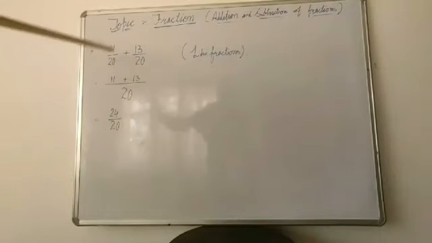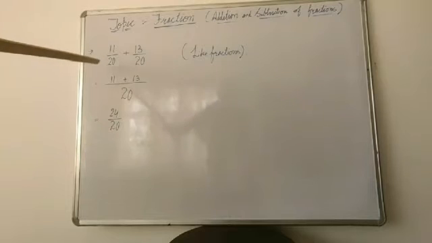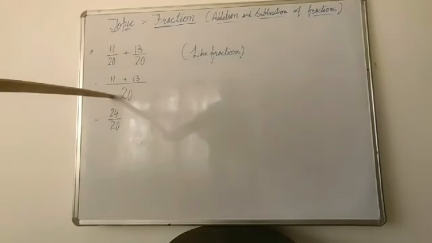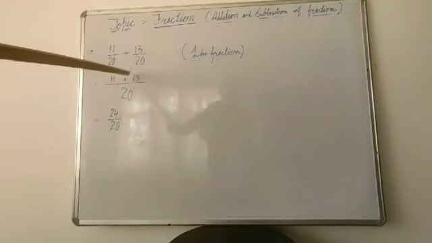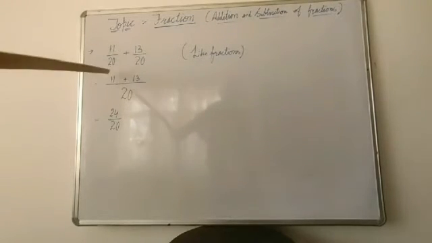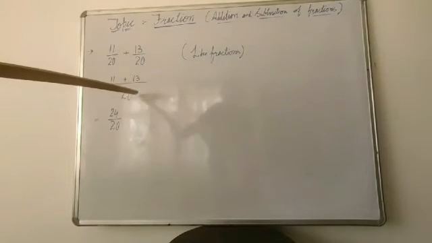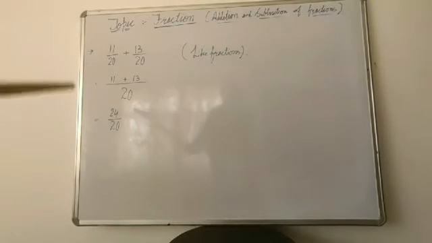Here is 11 by 20 plus 13 by 20. When we have to add these two fractions, their LCM, their denominator, remains the same, 20. Now the numerator stays here 11 plus 13. Now add 11 plus 13. 11 plus 13 becomes 24, and the denominator is 20. So our answer is 24 by 20.